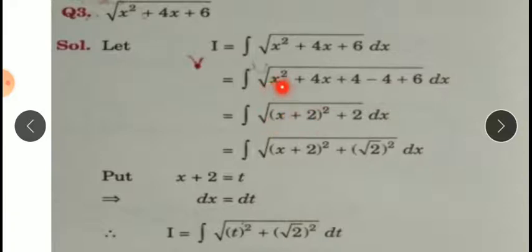This is a square plus 2ab plus b square. I have told you 4 can be written as 2 into 2, that is 2 into x into 2, that is 2ab plus b square, that is 2 square, minus b square, that is 2 square. Means this part x square plus 4x plus 4 can be written as x plus 2 whole square minus 4 plus 6 is plus 2.